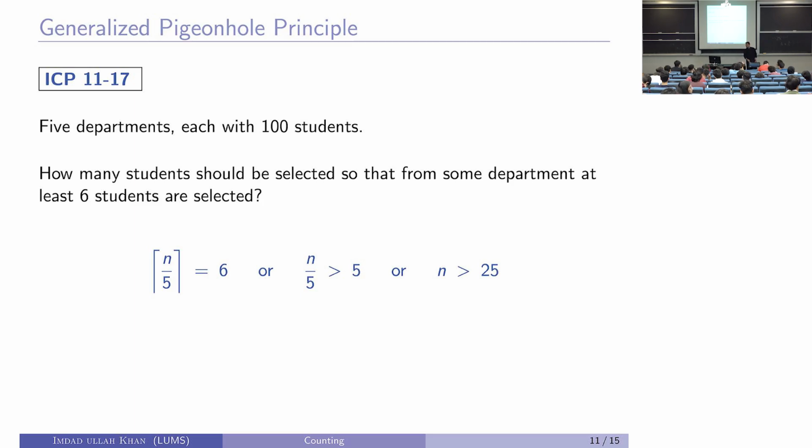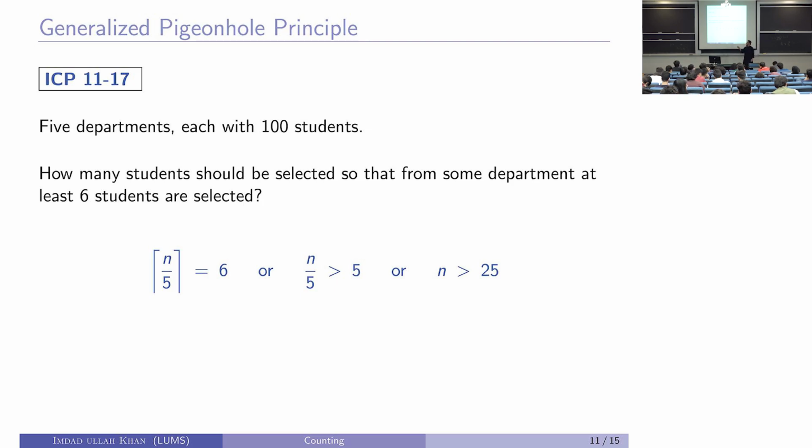Yes. So we could divide the 100 students into 5 groups of 20 students, and then we could use the pigeonhole principle on each one. Okay, so here's the thing. Suppose n is that magic number. I want to say that, through the pigeonhole principle, no matter how I choose these n students, at least one of these 5 departments should have at least 6 students, right?